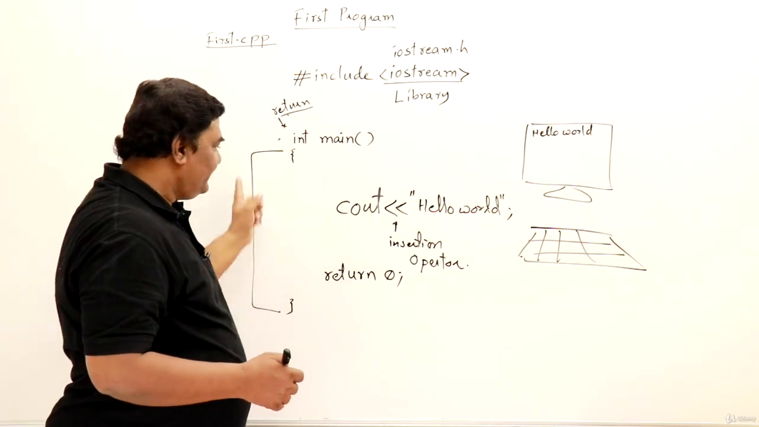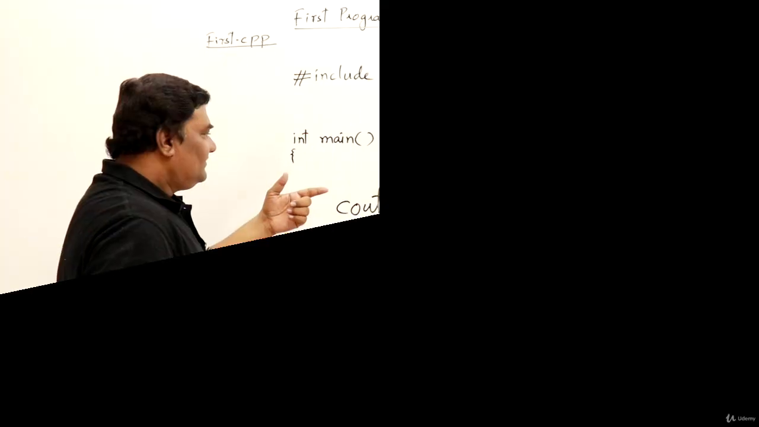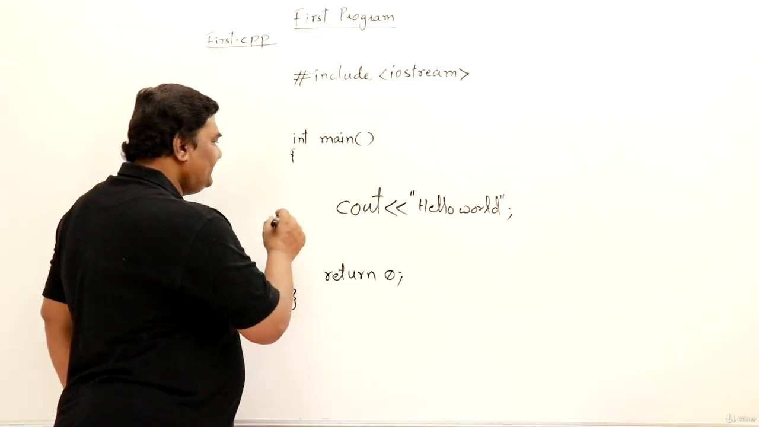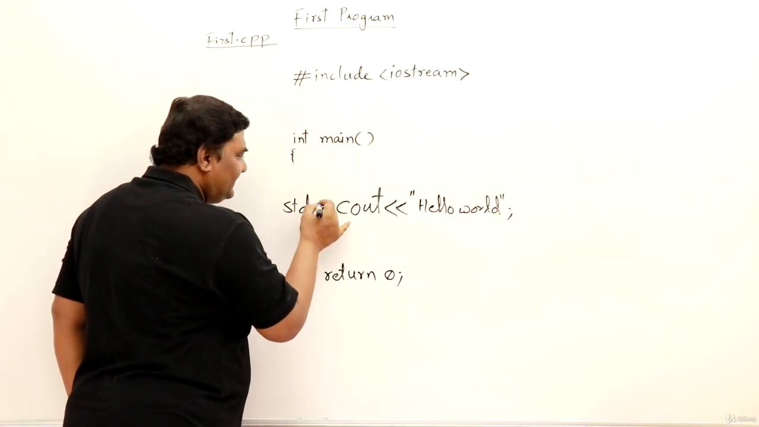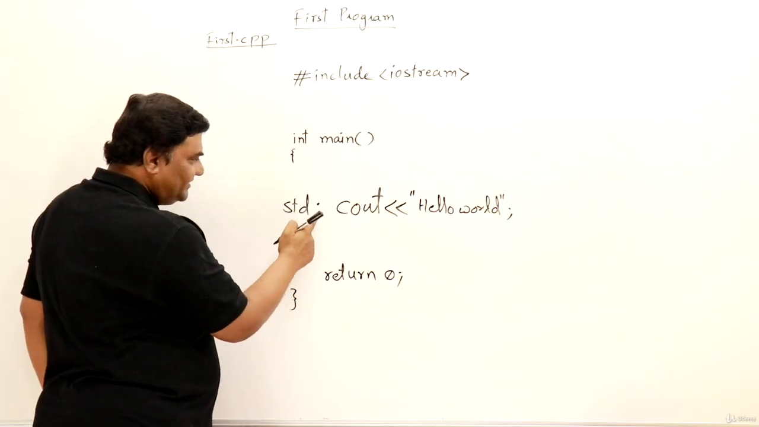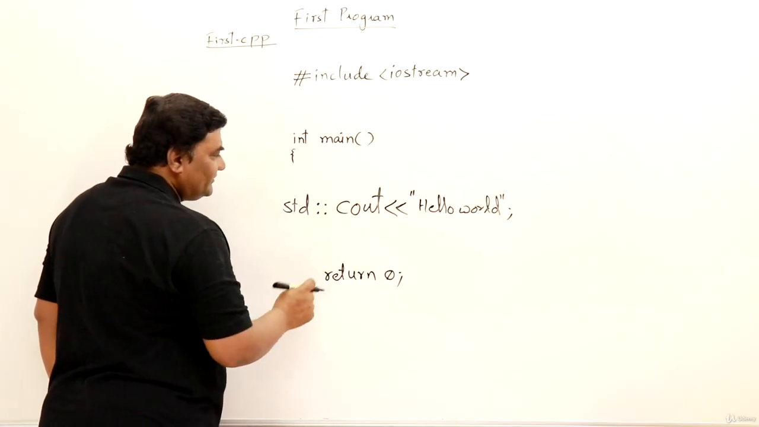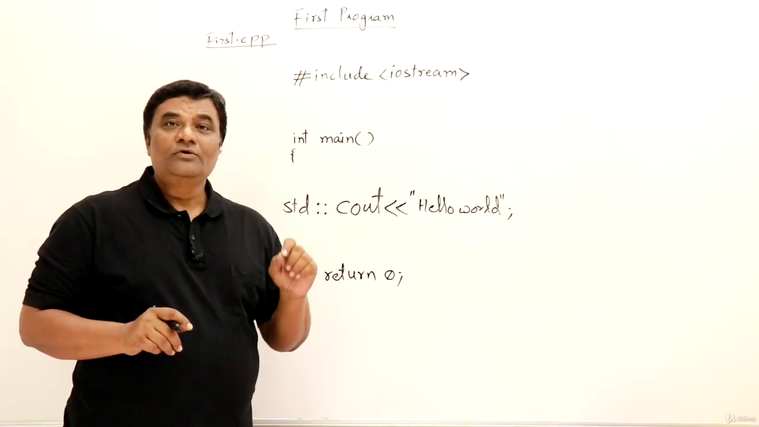Now I will remove these things and explain a few more things. This cout, as it is present there, we cannot use directly. We have to write the namespace. So I have to write std double colon. You will find this symbol on the keyboard; you hit it two times. Colon and colon, that is double colon. This is called scope resolution.